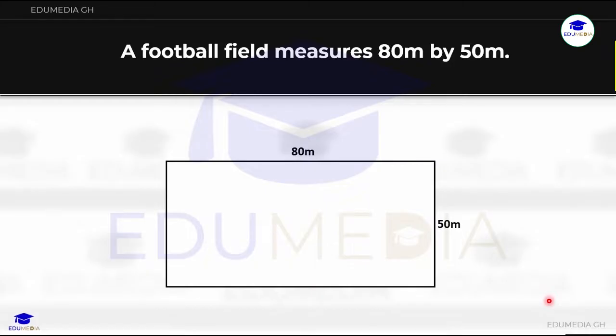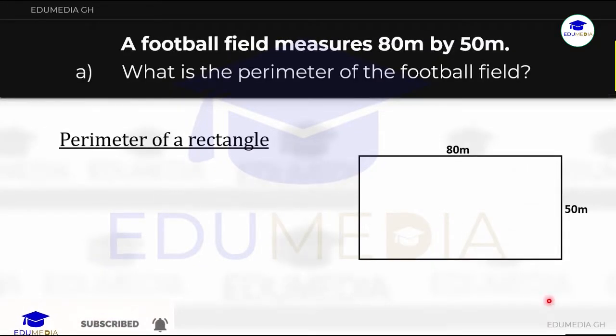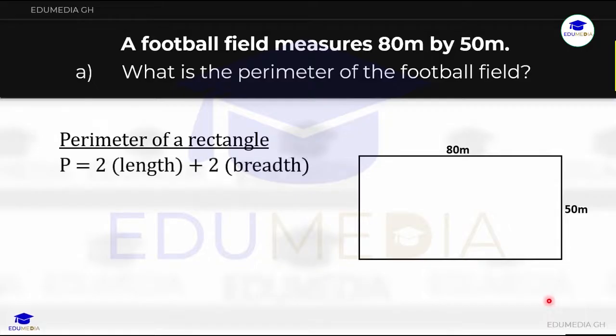So the question said we should find the perimeter of the football field. Now to find the perimeter of a rectangle, what we use is P, that's perimeter, equals 2 times length plus 2 times breadth. In essence, this means that we are adding up everything around this. This is 80 meters, this is also 80 meters, this is 50 meters, this is also 50 meters. So we can decide to add up everything, or you can just take 2 times this, and then plus 2 times this. So that's what we have there.